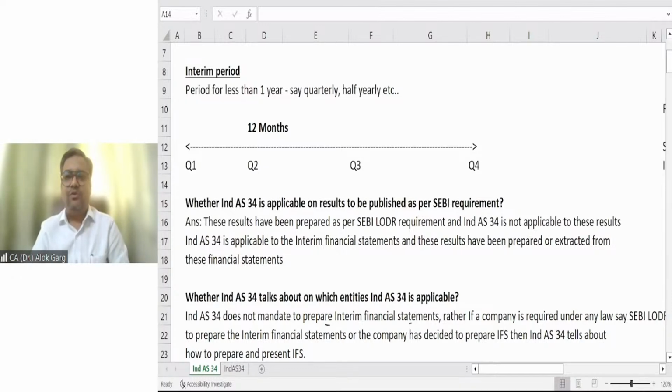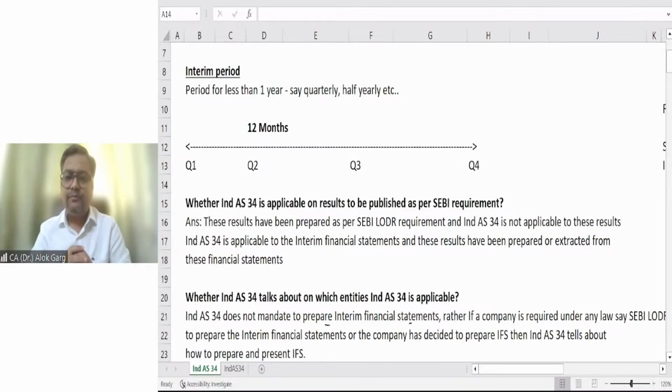Shruti, I haven't understood your question, but let me reiterate. On the results filed with the stock exchanges, Ind AS 34 is not applicable. SEBI regulations are applicable, which is why the format is as per SEBI regulation. The header of the balance sheet in the results I showed you was not balance sheet but statement of assets and liabilities, as given in the SEBI regulations, right? So on the results, SEBI regulation is applicable, not Ind AS.